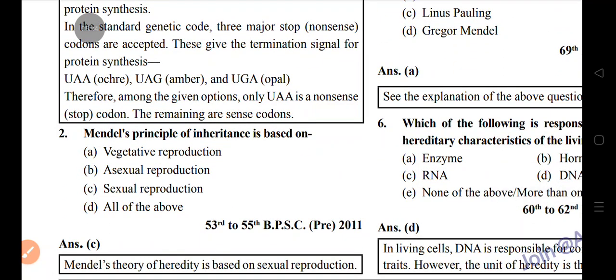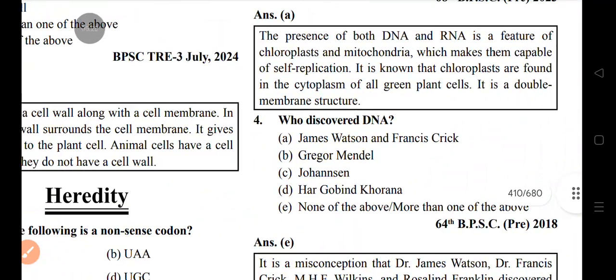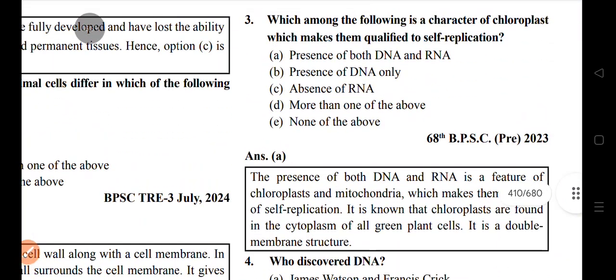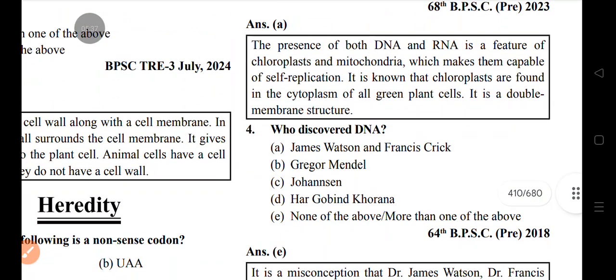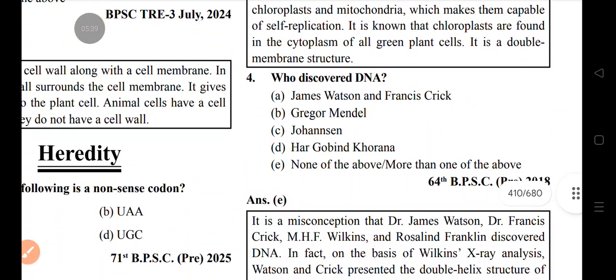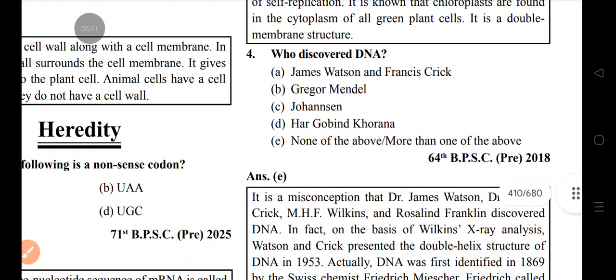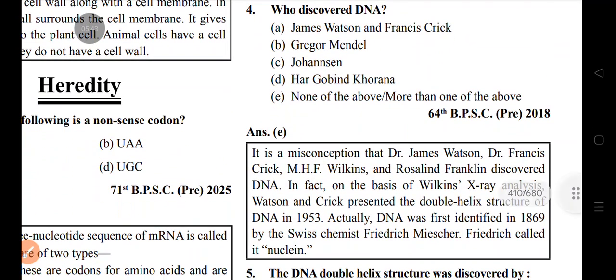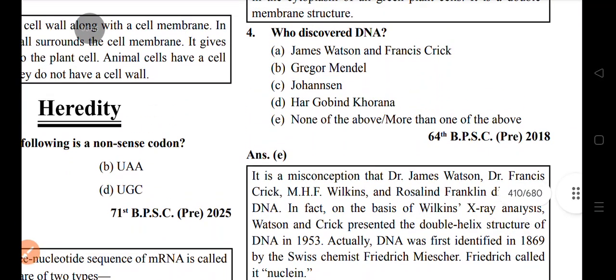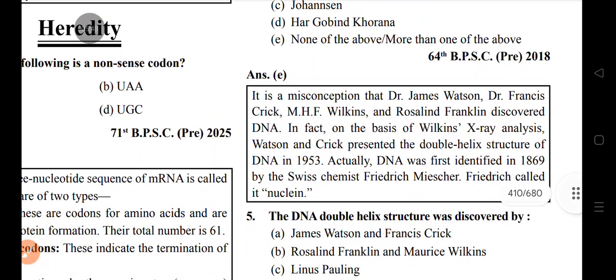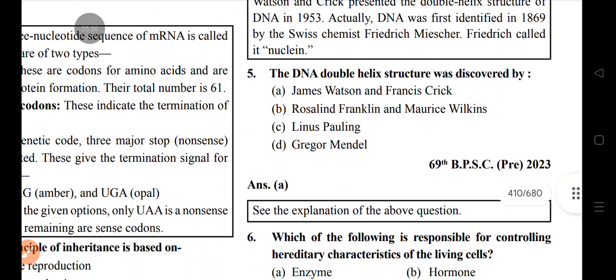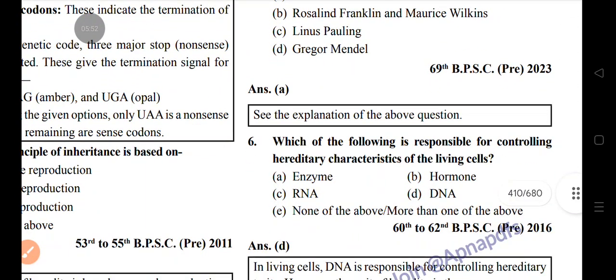Mendel's principle of inheritance is based on sexual reproduction. The character of chloroplast which qualifies them for self-replication: presence of both DNA and RNA. Who discovered DNA? James Watson. The DNA double helix structure was discovered by James Watson. What is responsible for controlling the hereditary character of the living cell? DNA.